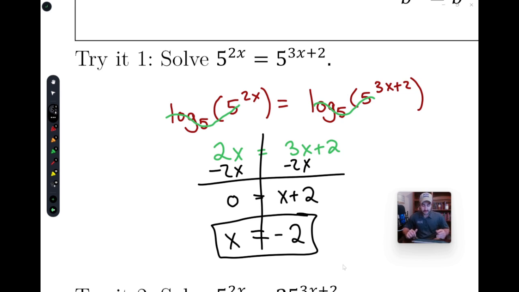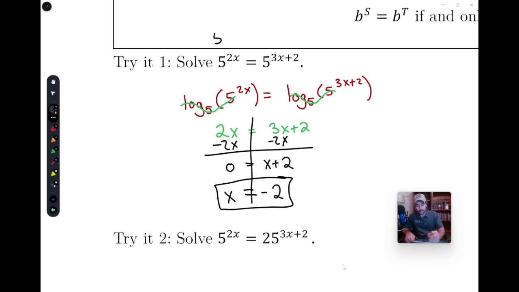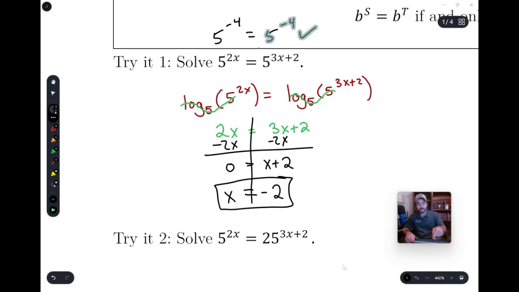If you want to plug that back in to check, you can, and you'll find that you get 5 to the negative 4 equals, if you plug in negative 2 here, you get negative 6 plus 2, which is 5 to the negative 4, so it checks out. All right, let's keep going and do another one.